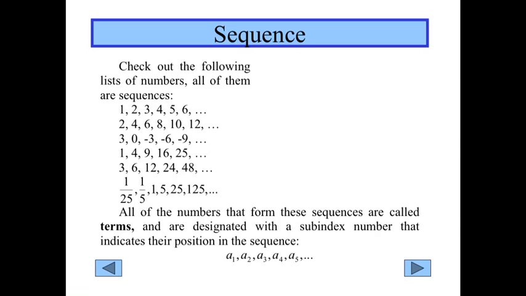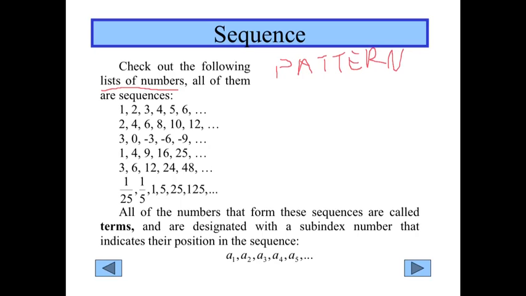So sequences, what's a sequence? A sequence is just a list of numbers. Not just any list of numbers, it's a list of numbers that follow a pattern. Now the pattern could be of many different kinds. For this particular IB exam, you need to know the arithmetic and the geometric patterns.